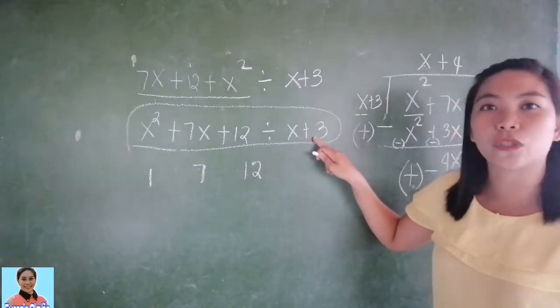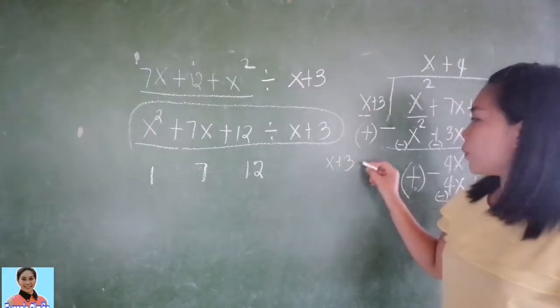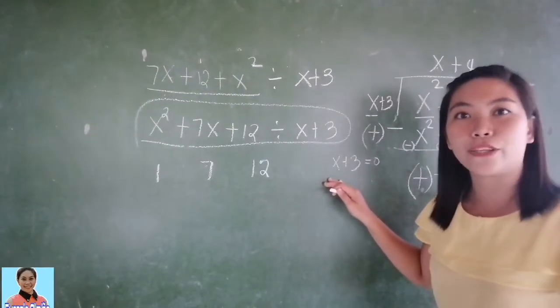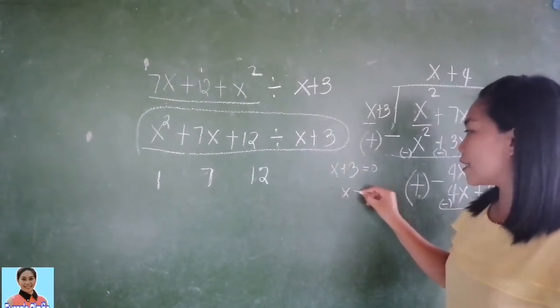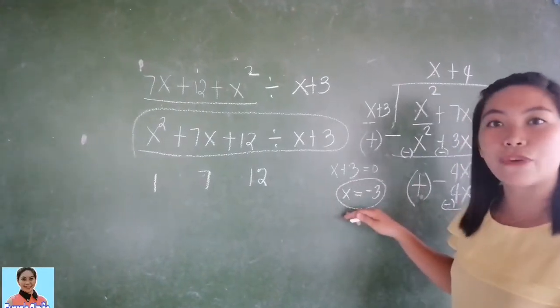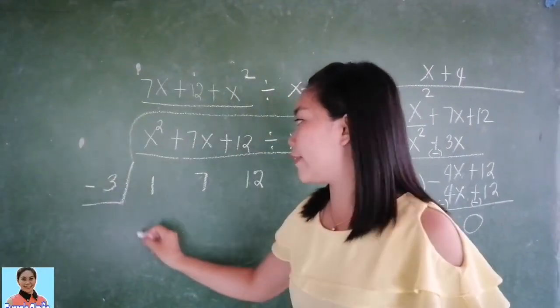Then, what will happen to the divisor? We have x plus 3, right? So, we have to equate that into 0 in order for us to find the value of x. So, you have x is equal to negative 3. Yan po yung magiging divisor natin. So, we have negative 3.